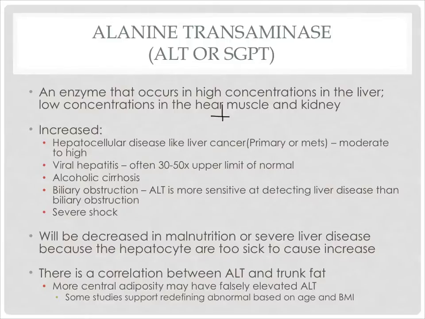One more important fact to note is that patients who have a lot of centralized fat or adipose tissue will have a falsely elevated ALT. They found through studies that there's a correlation between ALT and fat trunk. And some newer data out now is suggesting that we redefine the abnormal values, and they should be more based on the patient's age and their BMI, so that we don't have falsely elevated ALTs. Instead, we treat it as an elevated ALT on folks where it's probably normal based on their BMI, and we end up doing further testing on them that will potentially be unnecessary.